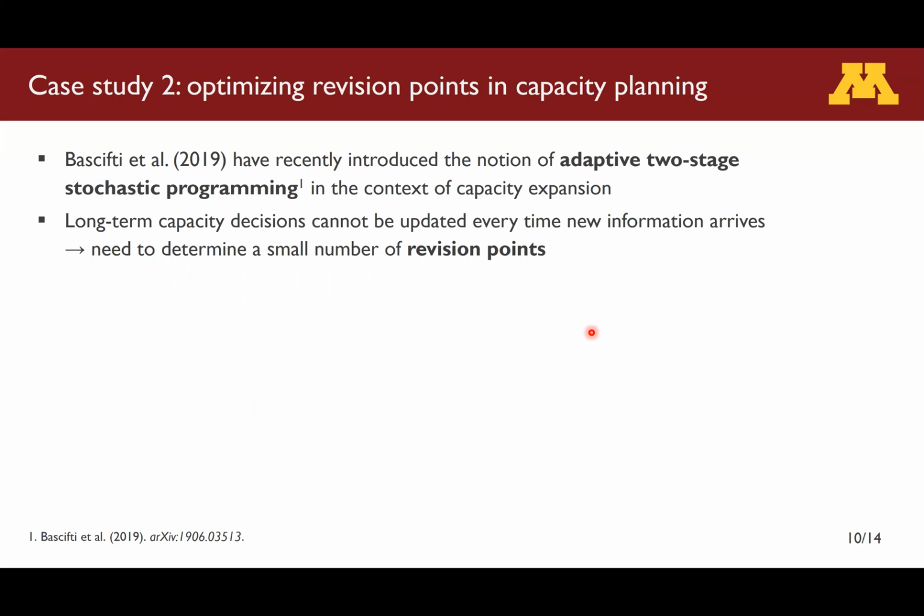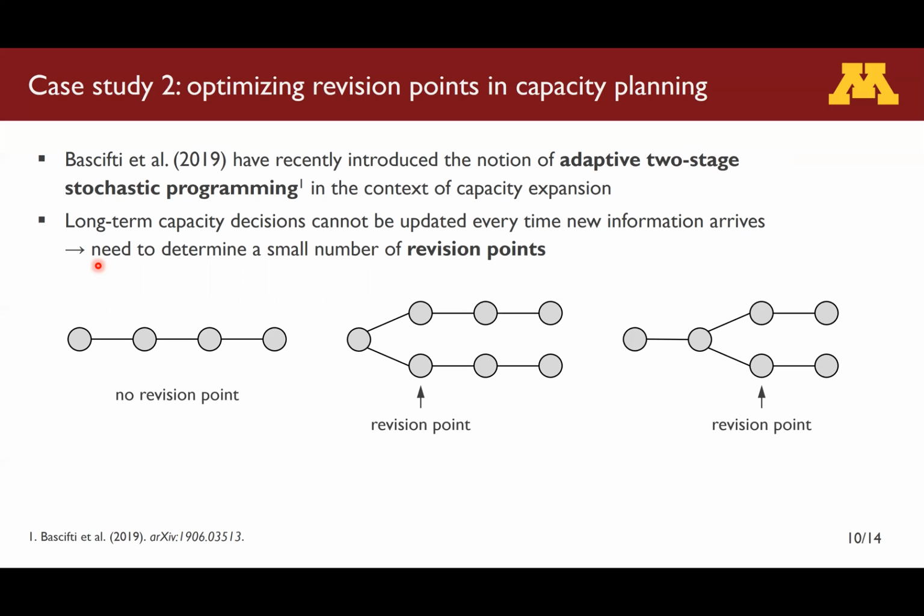Next, we consider the problem of optimizing revision points in capacity planning. Recently, Bashevta et al. have introduced this notion of adaptive 2-stage stochastic programming in the context of capacity expansion. So the idea here is that capacity decisions are bound to long-term commitments, so they can't be easily updated every time new information arrives. Rather, we want to determine a small number of what we call revision points, and these are times when these decisions can be updated.